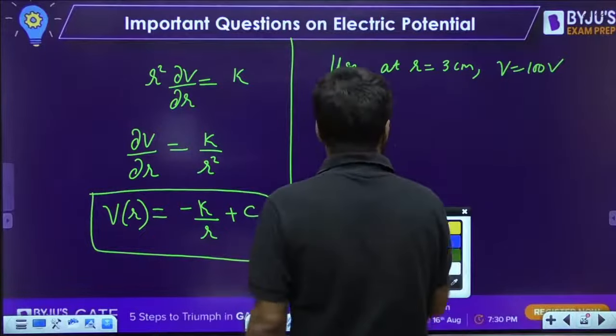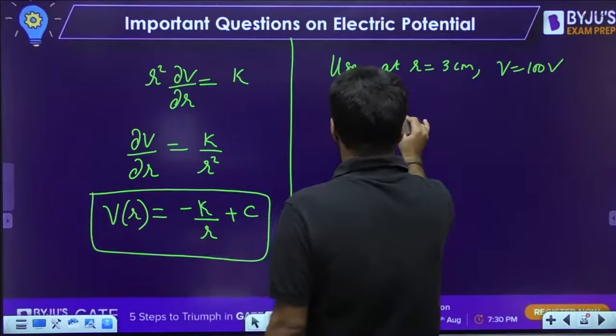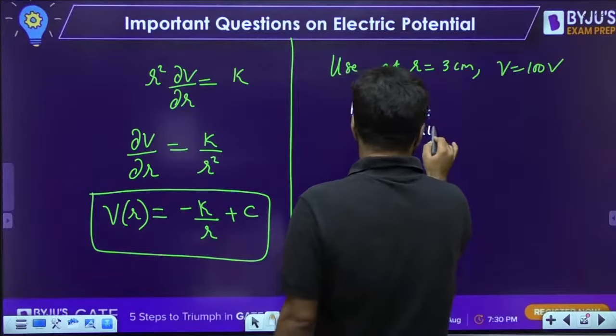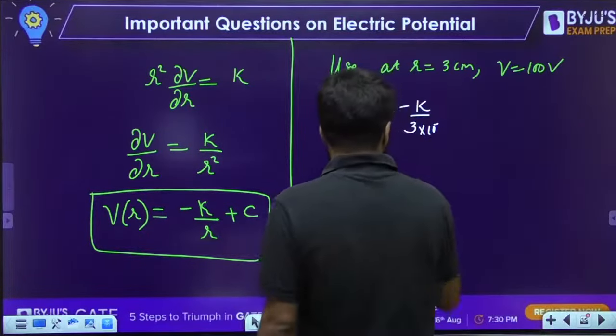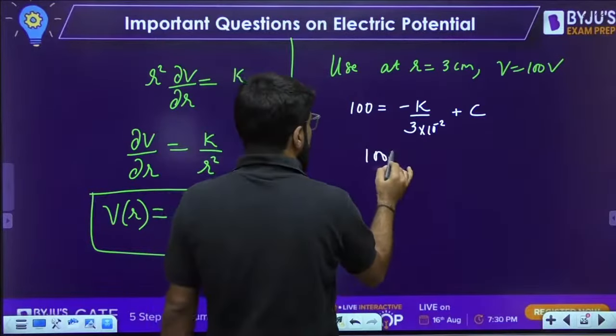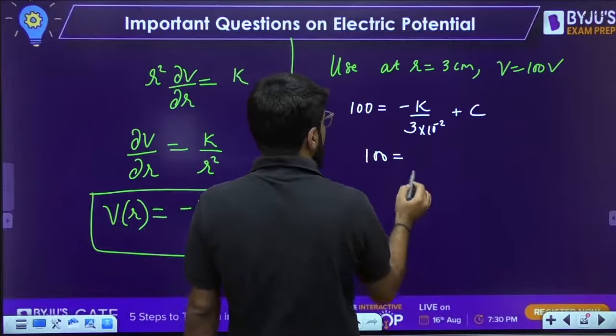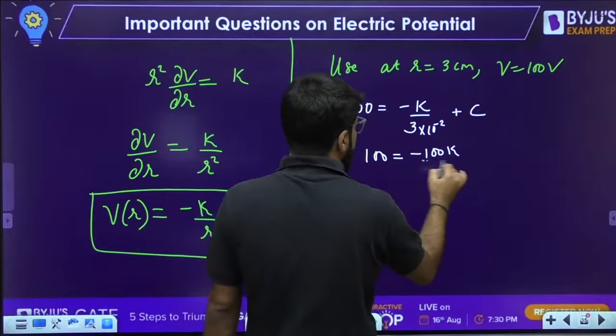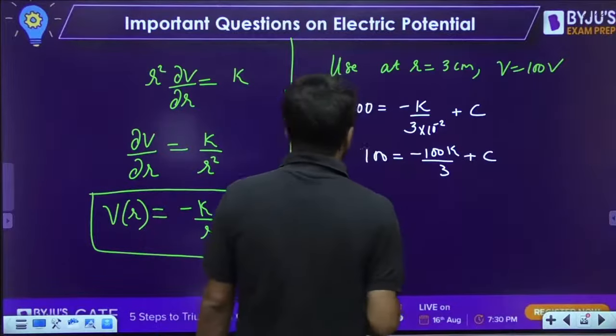So 100 is equal to minus k by 3. r is in centimeter, so we take 10 power minus 2 as well, plus c. So 100 is equal to minus 100k by 3 plus c. That is one of the equations.